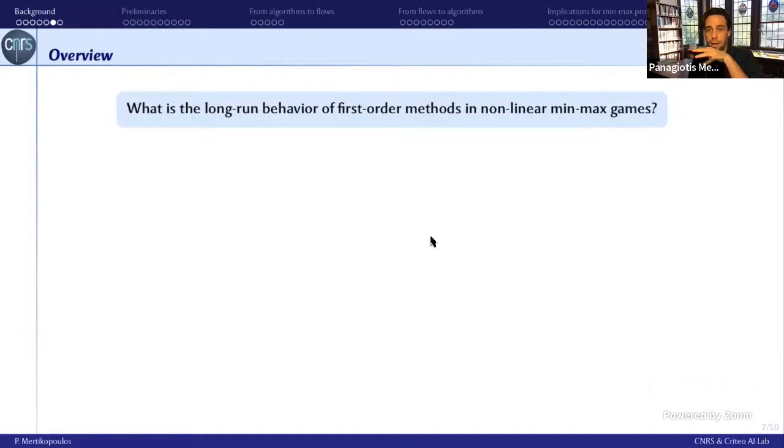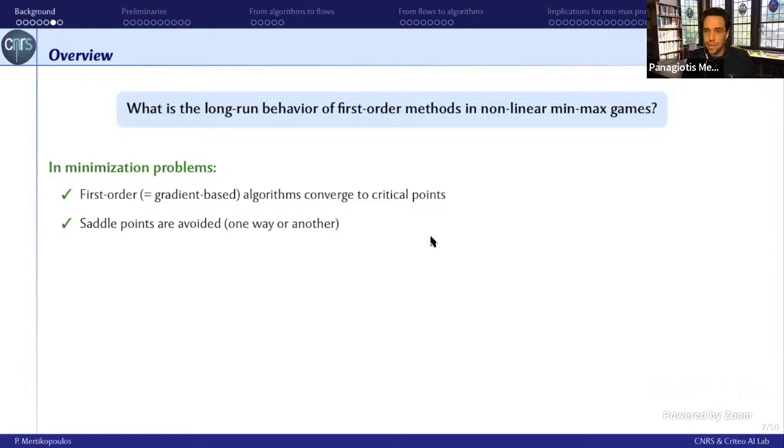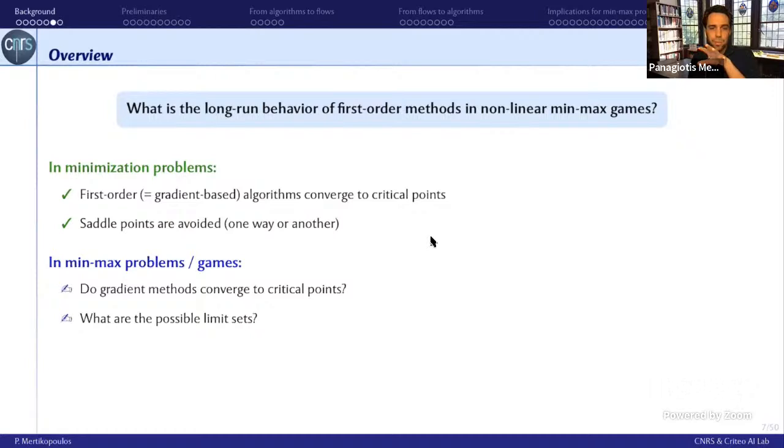And just as Manolis was saying in the talk right before, I want to explore the gulf between minimization problems, where these same first order algorithms are known to converge to components of critical points and to also avoid saddle points in one way or another. And I would like to examine the same type of questions in the context of min-max optimization, namely whether it is possible for gradient methods to always converge to critical points, and what are the possible limit sets that might arise in this context.